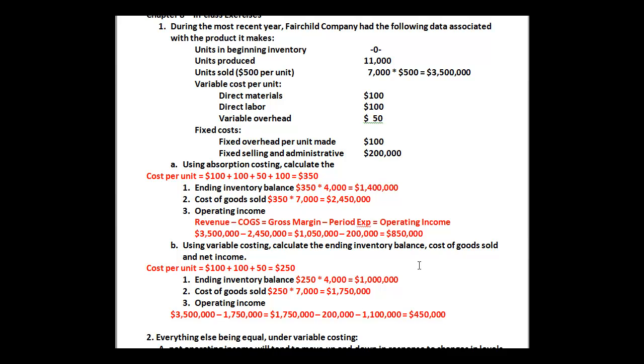So you'll notice there is a difference in the operating income under the two different costing methods, and what we see here is that when we sell fewer units than what we produce, or in other words, we produce more units than we sell, then your operating income is going to be higher under the absorption costing method than it is under the variable costing method.